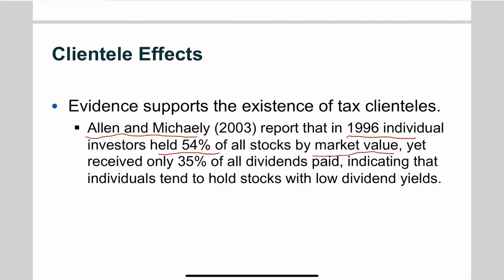However, they only receive 35% of all dividends, right? So basically you can see that investors actually try to hold equity with low dividend yield, right? Because it's 54% of market value, but they only receive 35% of dividends, right? So this is an interesting finding.